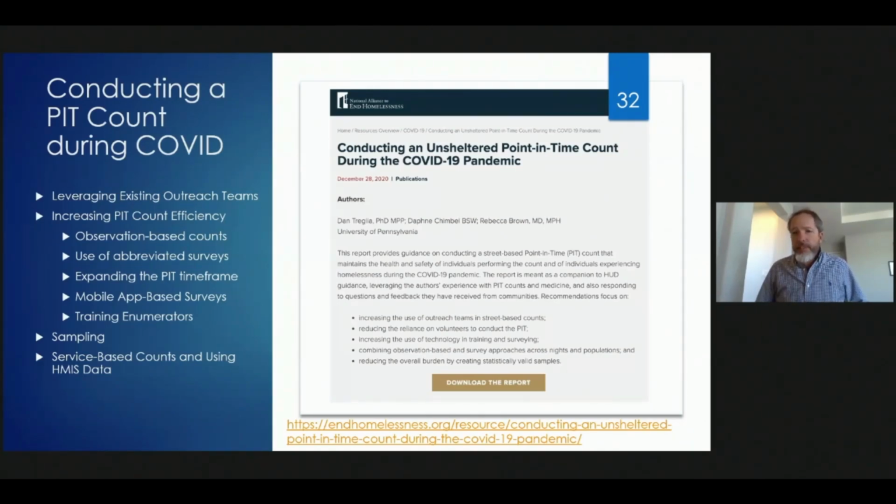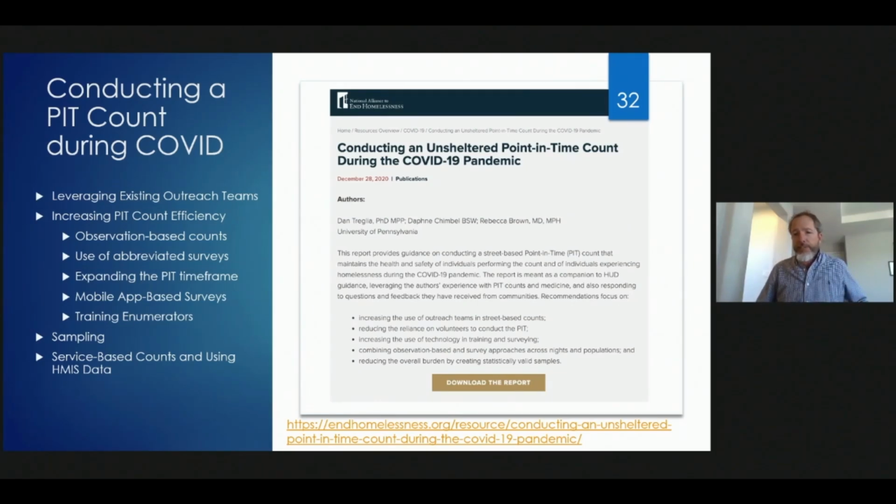There are some nuances to conducting a point in time count during COVID. There's a link at the bottom of this. If you can lean on your existing outreach teams, that's the ideal, right? People that already have a relationship with people, they know them, they can breeze through the surveys. Ideally, information is already captured and they're just taking attendance on the night of the count. Then you're lightening the load, spreading out the work year round.